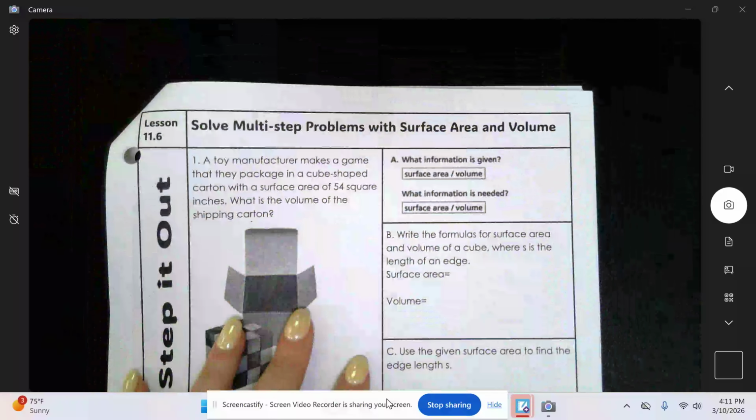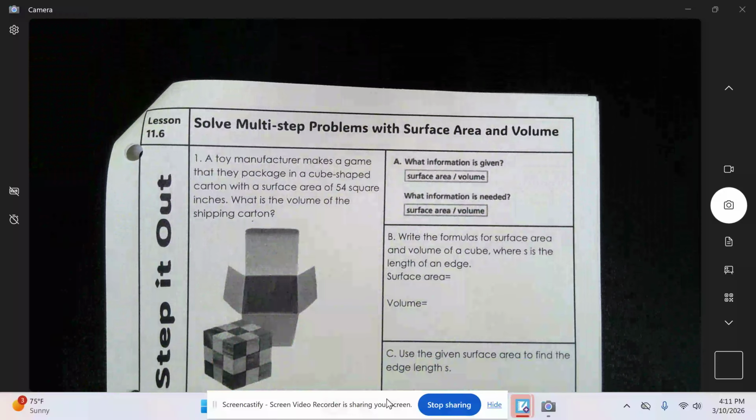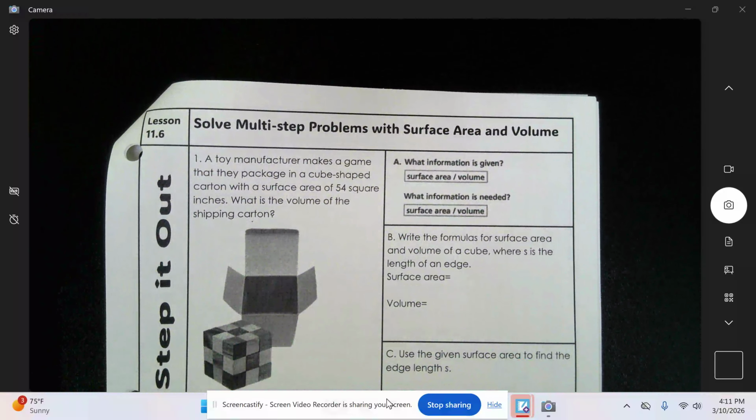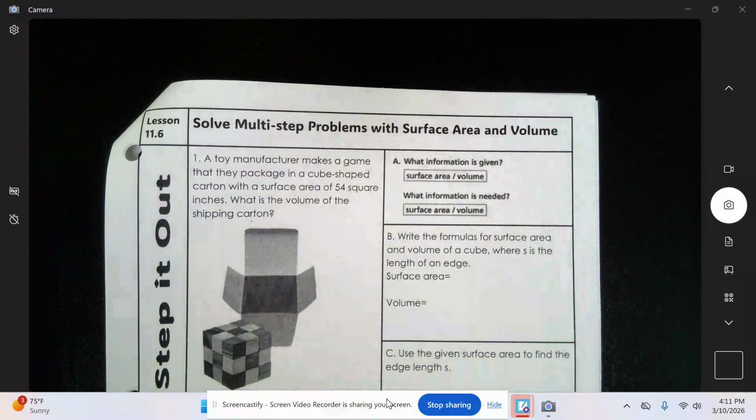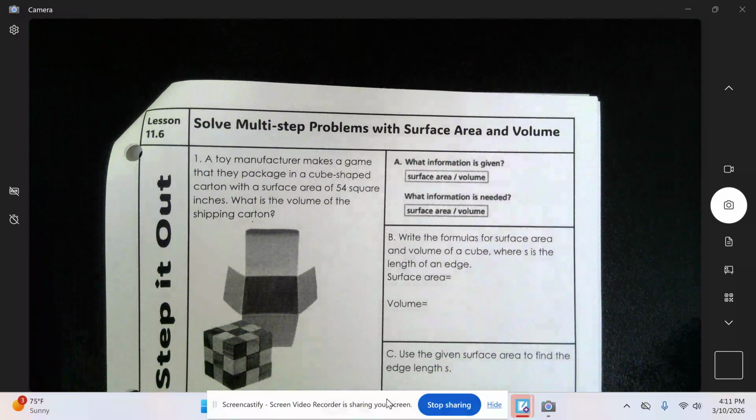Alright, so we're going to look at lesson 6 in solving multi-step problems involving surface area and volume, and not just strictly looking at cylinders. So we're going to try and make this kind of quick. So we're going to jump right in to number 1.